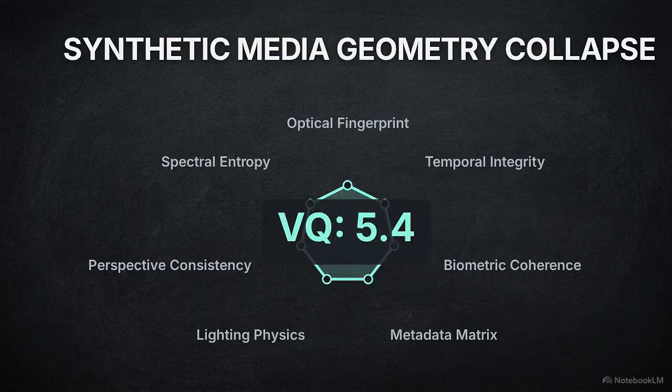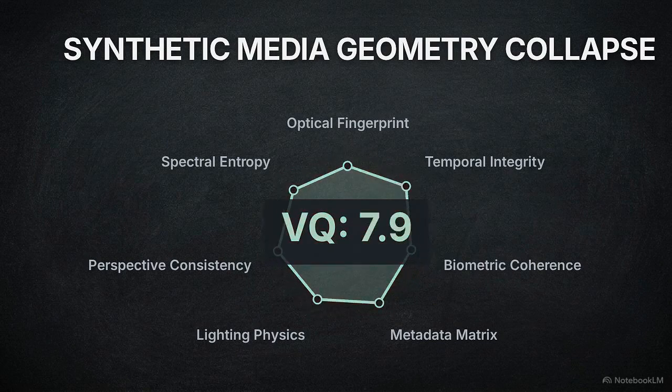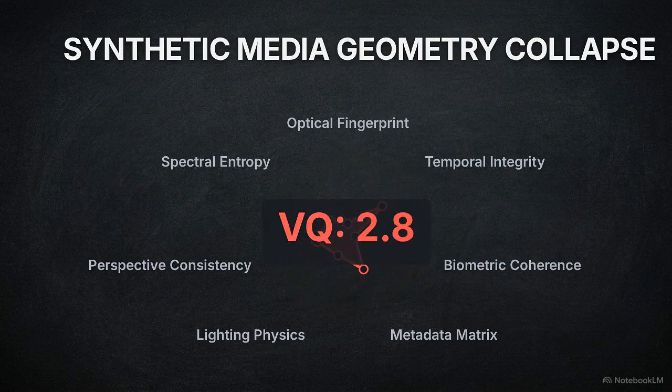Synthetic media causes the geometry to fail. The shape collapses where physical logic breaks down, resulting in a jagged red polygon and a VQ score of 2.8. This provides a direct visual mapping of the mathematical manifold, exposing precisely where the data is inconsistent.